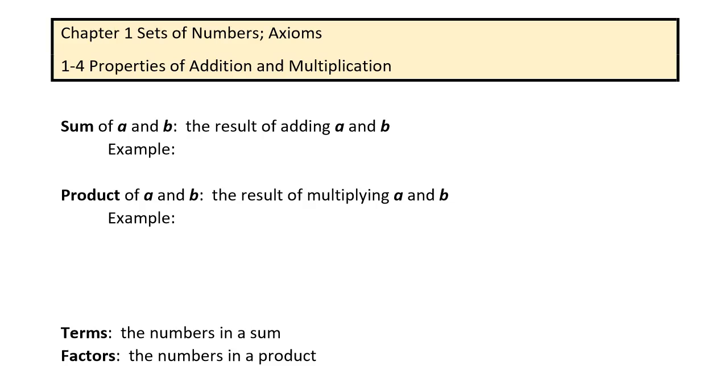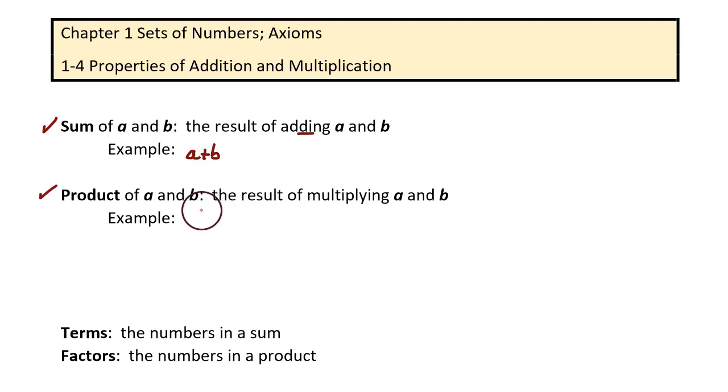This video is for section 1-4, properties of addition and multiplication. First vocabulary word is the word sum. The sum of A and B is the result of adding A and B. In symbols, that looks like this, A plus B. Next word is product, the result of multiplying A and B.